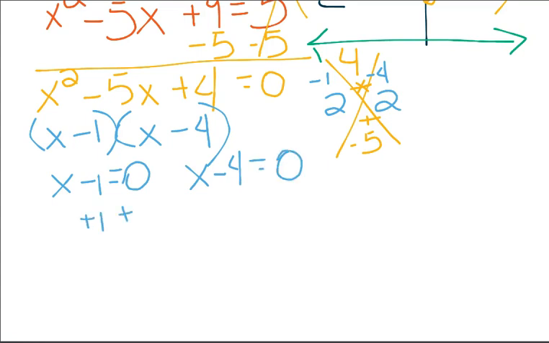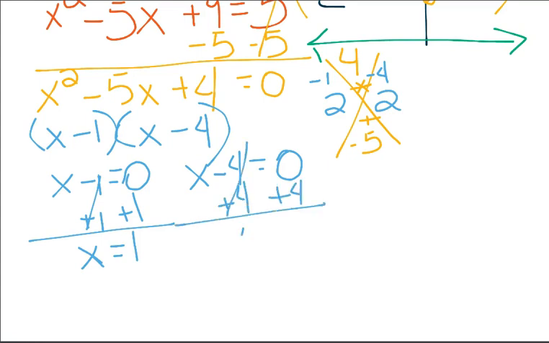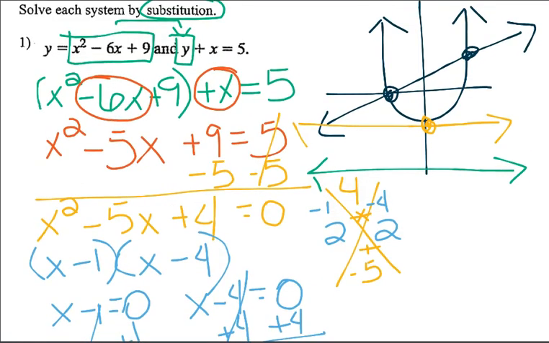So in this case, I need to add 1 to both sides. And my first solution is 1. For my second solution, I need to add 4 to both sides. And my second solution is 4. Now I have the x parts of where they're intersecting, but I need the y to go with it. I need the coordinate. So I'm going to plug my x into the original equation.